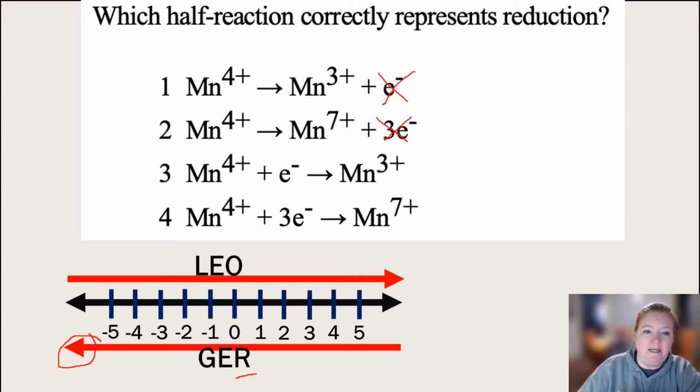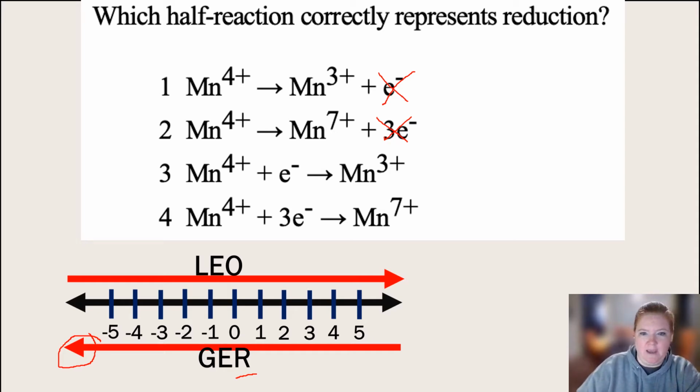Now I need to see which one correctly represents reduction. So that means I'm going to have to show conservation of mass and charge. Well, in both of the examples left, I have 1 Mn on each side. So charge is going to do it for me.